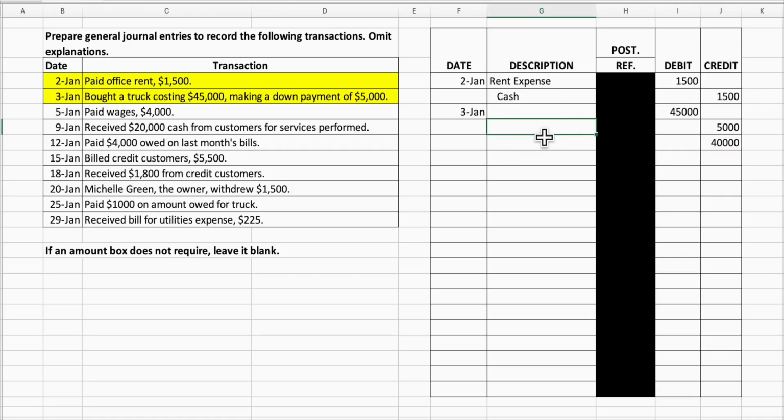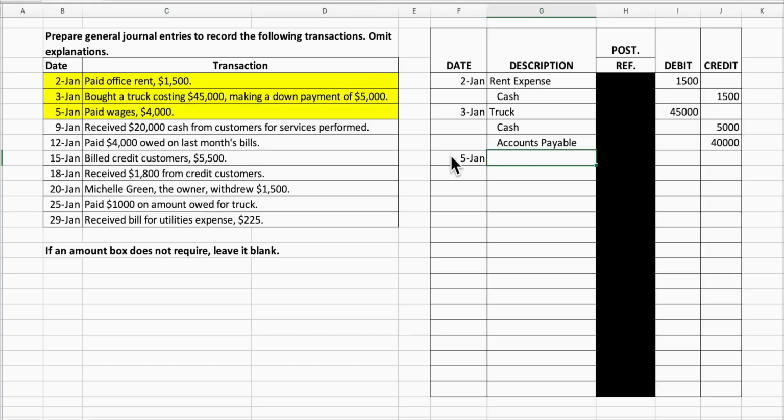So what goes here? Well, the $5,000 you gave was cash. You purchased a truck. So what you got was a truck. You paid cash for it. And the rest of it, you agreed to pay another company for it. And that then would be an accounts payable, something that your company is going to have to pay in the future. So let me just indent these. All right, so that is the entry for January 3rd. Let's move on to January 5th.